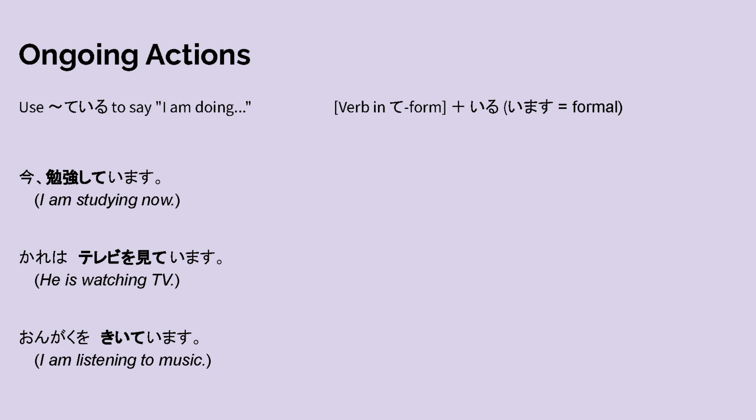Teiru, I am doing this. I'm doing it right now. Ongoing action, verb in te form, and then just add iru or imasu, which is formal. So, ima benkyou shite imasu. I am studying now. Studying right now, doing it actively. He is watching TV. Kare wa terebi o mite imasu. And then I am listening to music. Ongaku o kiite imasu. And then, of course, when you say I am doing this, it's kind of understood, unless you're talking about someone else actively. You can drop the watashi wa or boku wa, ore wa, whatever. Ongaku o kiite imasu. When you don't make it kanji, does it make it different?